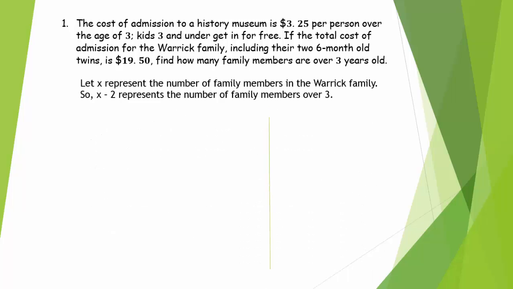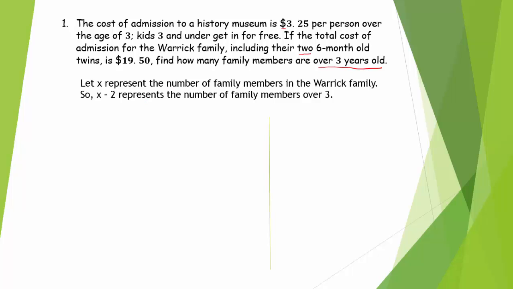They decided to let X represent the number of family members in the Warwick family. So they chose to let X be the total number of family members in the Warwick family. So X minus 2 would represent the number of family members over the age of 3, because you've got to take away the 2 twins who are only 6 months old. And then they write this equation.